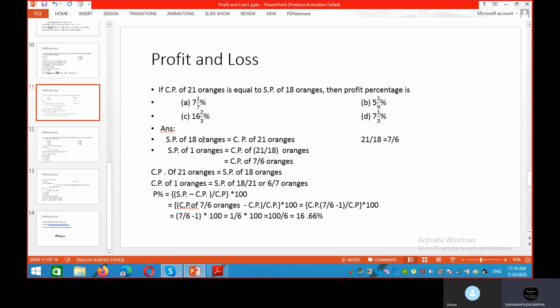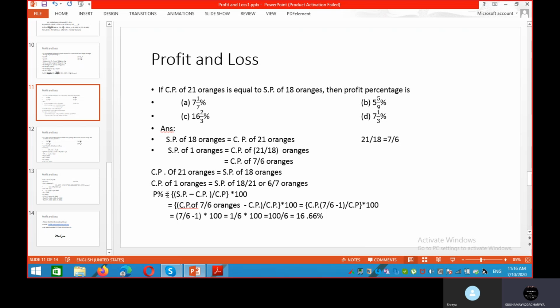So answer: SP of 18 oranges is equal to CP of 21 oranges. So SP of 1 orange is equal to CP of 21 by 18, which is CP of 7 by 6. Now CP of 21 oranges is equal to SP of 18 oranges, so CP of 1 orange is SP of 18 by 21, or 6 by 7.